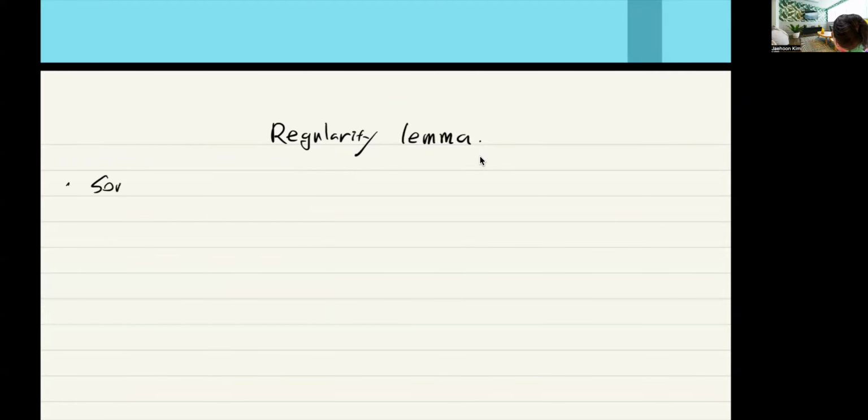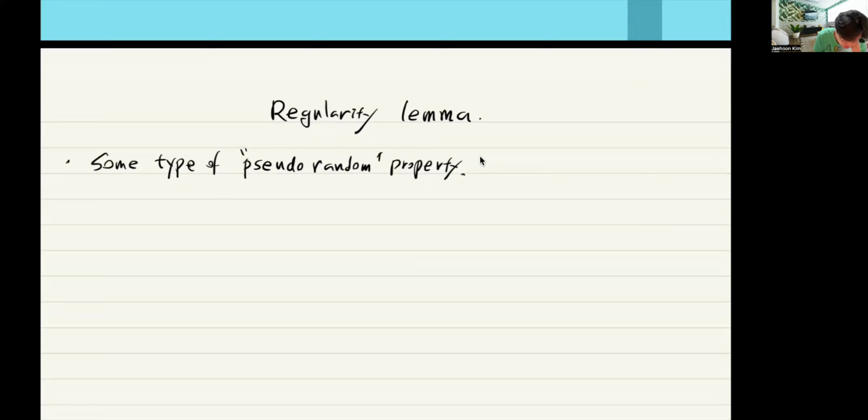Now we introduce a new concept of regularity. We will learn about something called the regularity lemma. It is some type of pseudo-random. So what is this? Imagine that we have some vertices, say V1, V2, V3, and say VR.